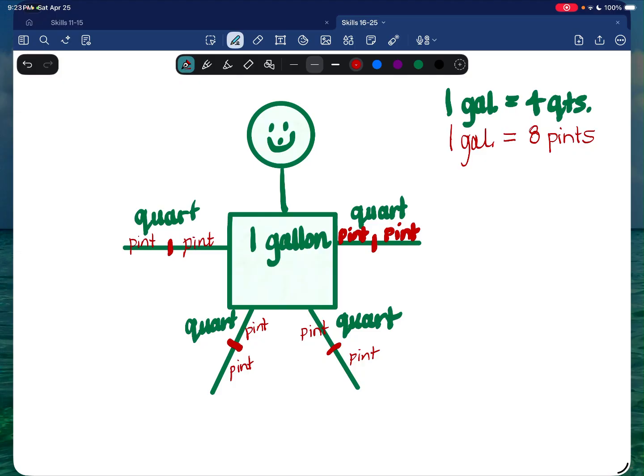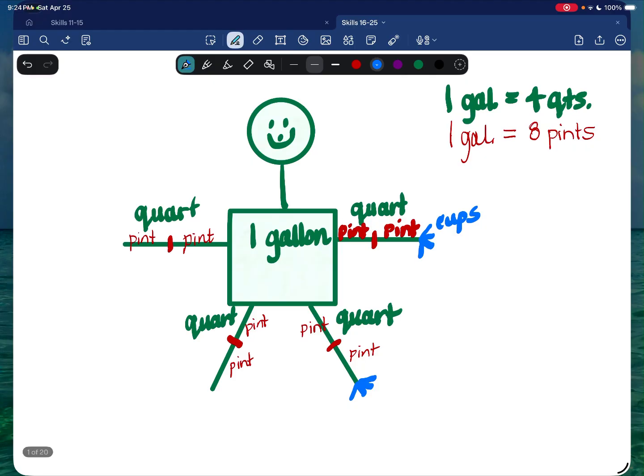Now, let's give the gallon man some fingers and toes. He does not have thumbs. He only has 4 fingers, and those are the cups. Here's another set of digits. No big toe, just 4. And here's 4. So a gallon has how many cups?